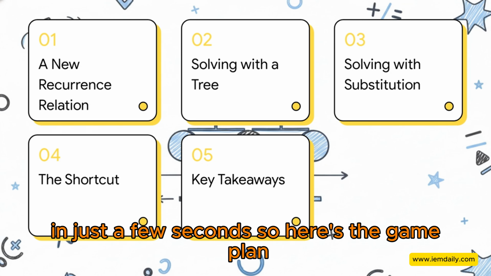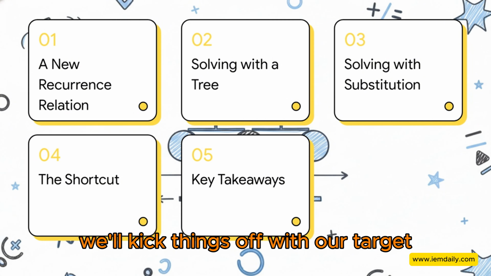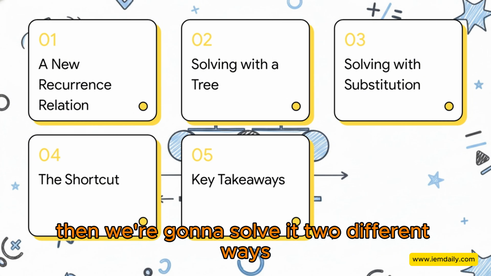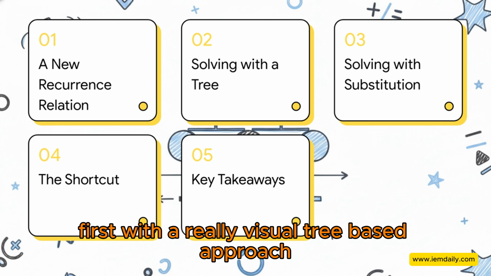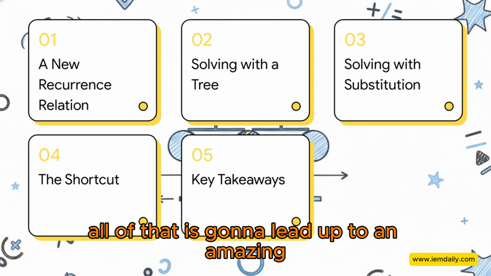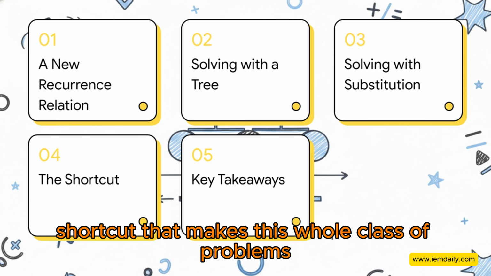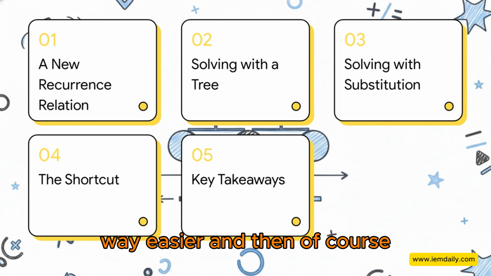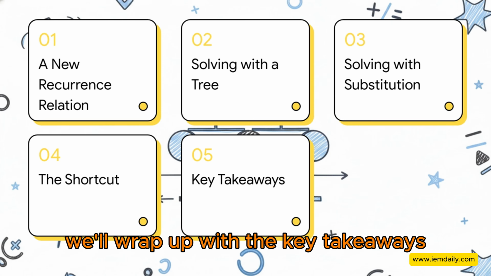So here's the game plan. We'll kick things off with our target recurrence relation. Then, we're going to solve it two different ways. First with a really visual tree-based approach, and then with a more formal algebraic one. All of that is going to lead up to an amazing shortcut that makes this whole class of problems way easier. And then, of course, we'll wrap up with the key takeaways.